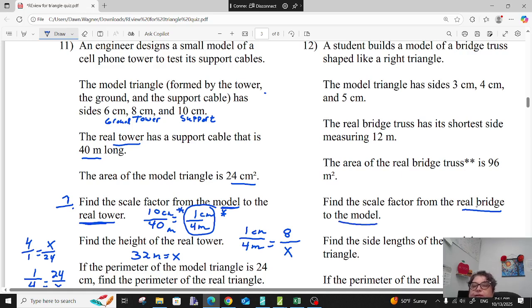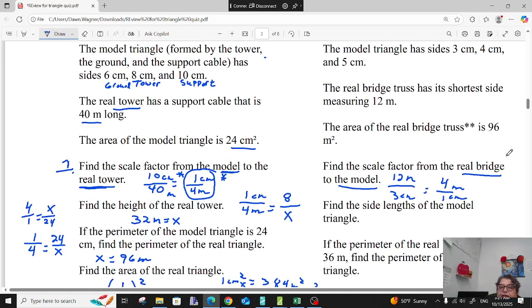So in this case, we would put the 12 meters on top. And this was the shortest side. So what's the shortest side over here? 3 centimeters. So it would be 4, or you could do 4 over 1 if you want. Meters to centimeters.